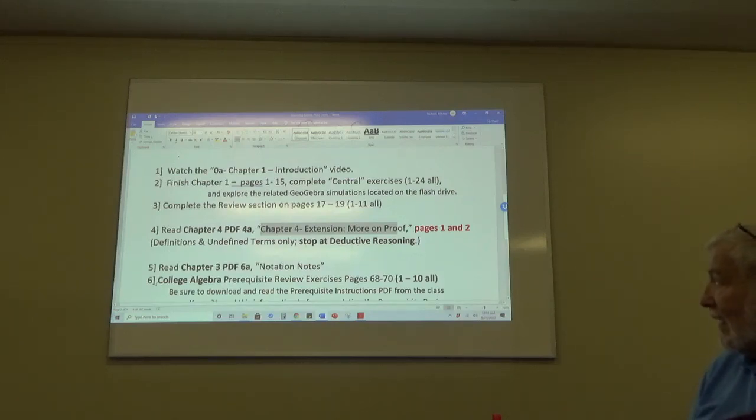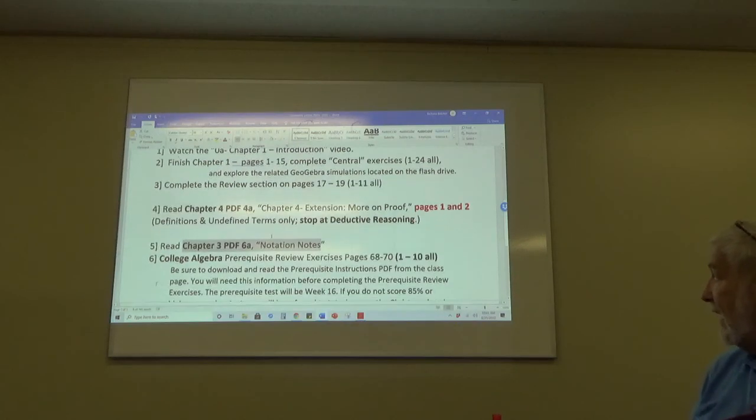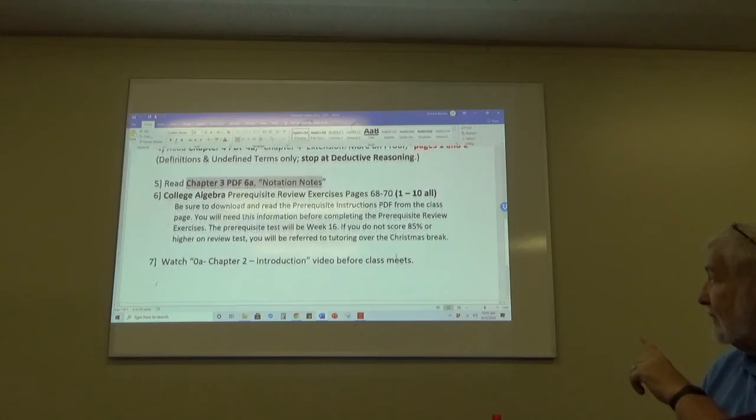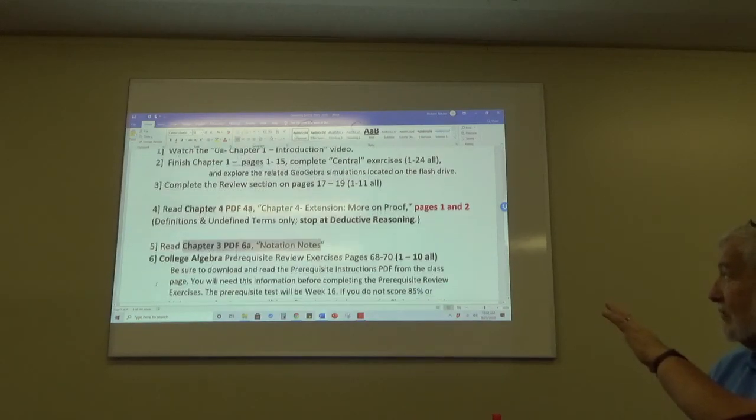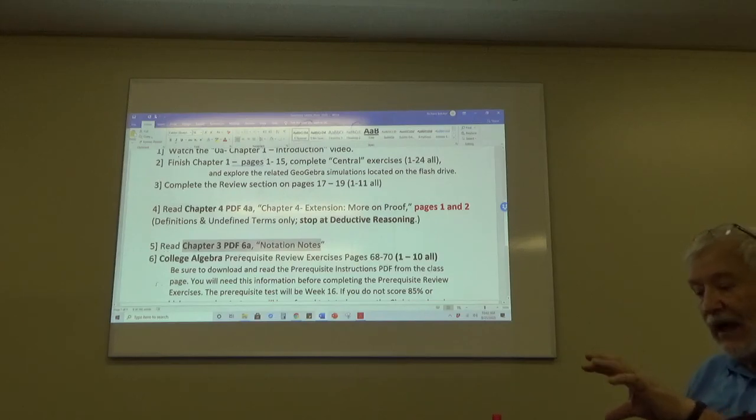And then you go into chapter 3, the PDF on notes, and you're going to read that. I think that's 3 pages long. That's just reading for reinforcement. And then the college algebra stuff we'll talk about in a minute. Okay? All right, and then as an assignment, you're going to watch the intro, that's him talking about chapter 2. Now those are the assignments. The reason I'm doing this is that I have not had a chance to preview all of this.